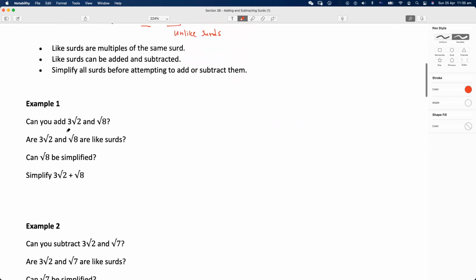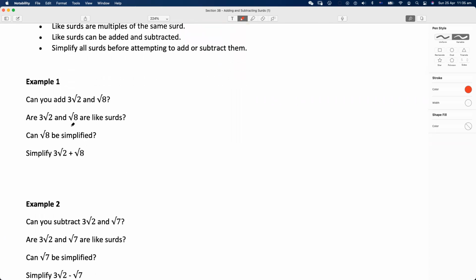And we're going to look at 2 examples provided with procedures. Can you add 3 root 2 and root 8? So 3 root 2 and root 8. At first glance, you might think, oh no, I can't do it because this is root 2 and this is root 8. But remember, you can simplify all surds before attempting to add or subtract them. Square root of 8, from your times table, you know 2 times 4 is equal to 8. We want a perfect square, so I'm going to rewrite square root of 8 as square root of 2 times 4. Okay, so it becomes 3 square root of 2 plus root 2 times 4.